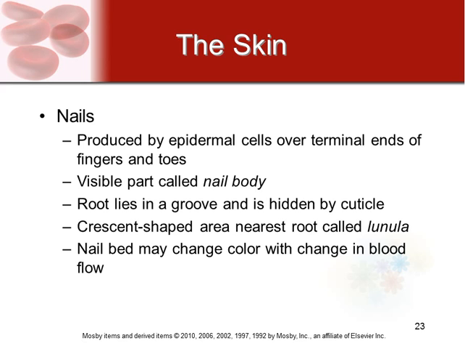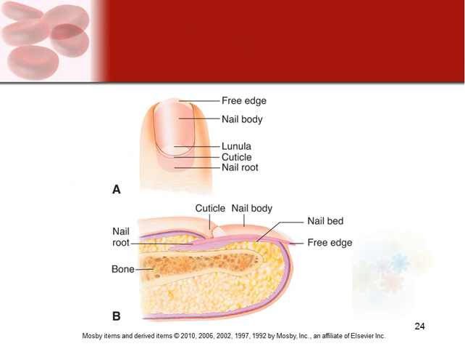So your nail bed can actually change color with your blood flow. If you have very poor circulation, it can be very pale. If you're not getting enough oxygen, it can actually become kind of a bluish, dusky color. Or they can actually turn much more pink when you're getting a lot of good, well-oxygenated circulation there. So you can see the picture. You can see the nail body is what we see, the lunula, little crescent shape, and then your nail root is down here underneath your cuticle in between some layers of skin.